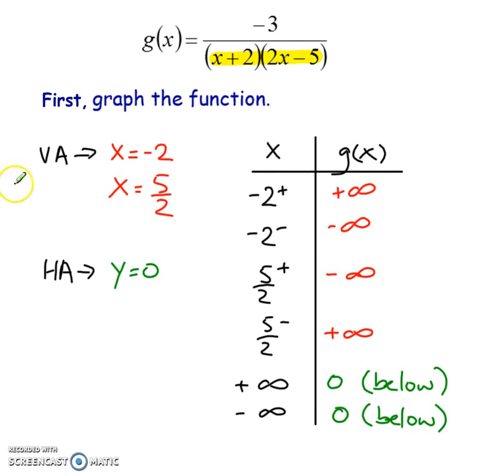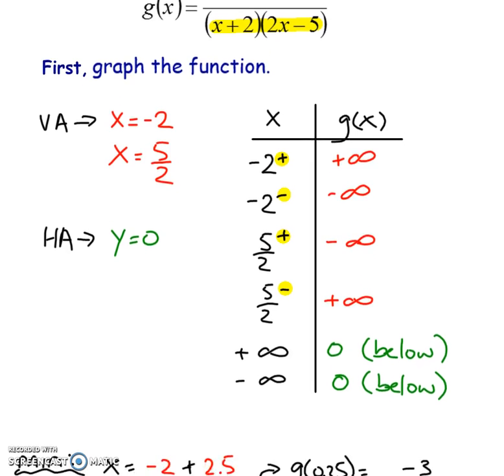Let's do the analysis. So you have negative 2 from the right and the left, 5 over 2, which is about 2.5 from the right and the left, and then to figure out this guy, you need your positive, negative infinities. So you guys know how to figure all of this out again, and I'm just going to put it all together into a graph.